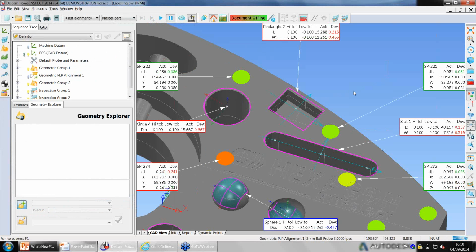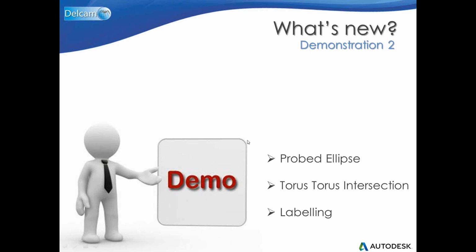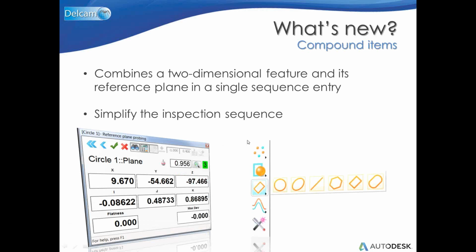Okay, so let's go back to our presentation and move on to talking about compound items. Compound items are a new class of probed items. In fact, before compound items, every time we needed to measure a 2D feature, we also had to associate this item to a reference plane. Although in some scenarios a few reference planes are enough, there are situations where every single 2D item needs a dedicated plane. In this case, the user has to specify the plane in the sequence tree.